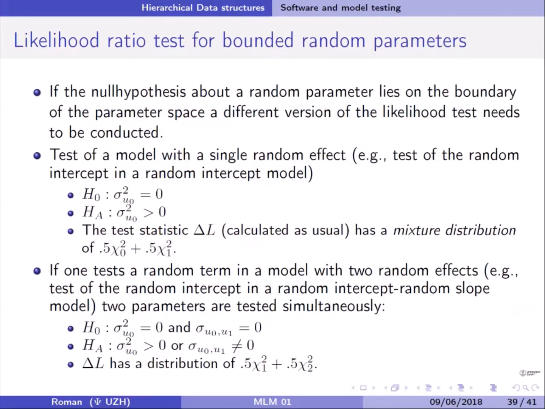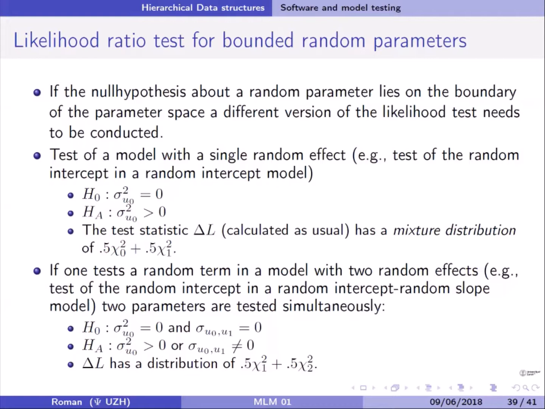So if the null hypothesis about a random parameter lies on the boundary of the parameter space, a different version of the likelihood test needs to be conducted. So this is for bounded random parameters. And let's think about this. The parameters we're interested in estimating here are the variances; here I have the variance of the random intercept. The random intercept variance cannot be less than 0. A variance term tells us how different the data are. At 0, the data are all the same. Greater than 0, they are different. We cannot have data with a negative variance. Therefore, random parameters need to use a bounded likelihood ratio test.